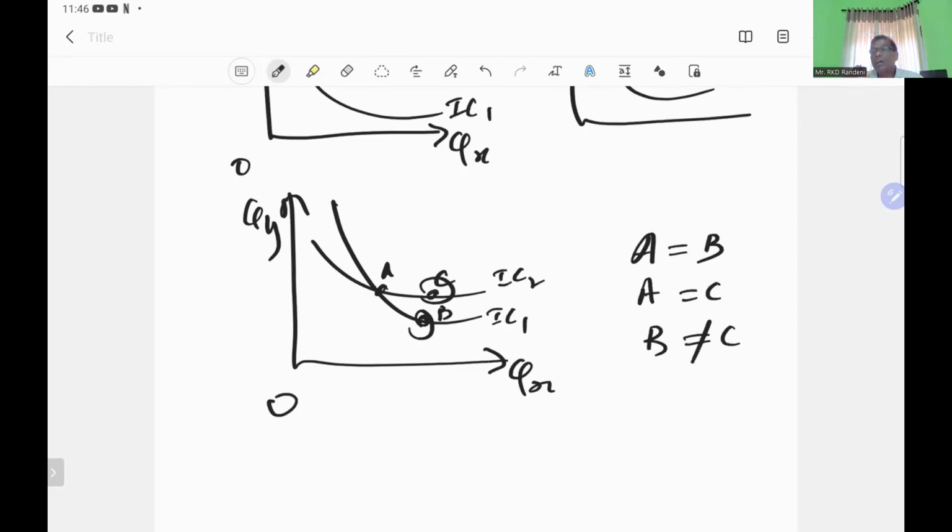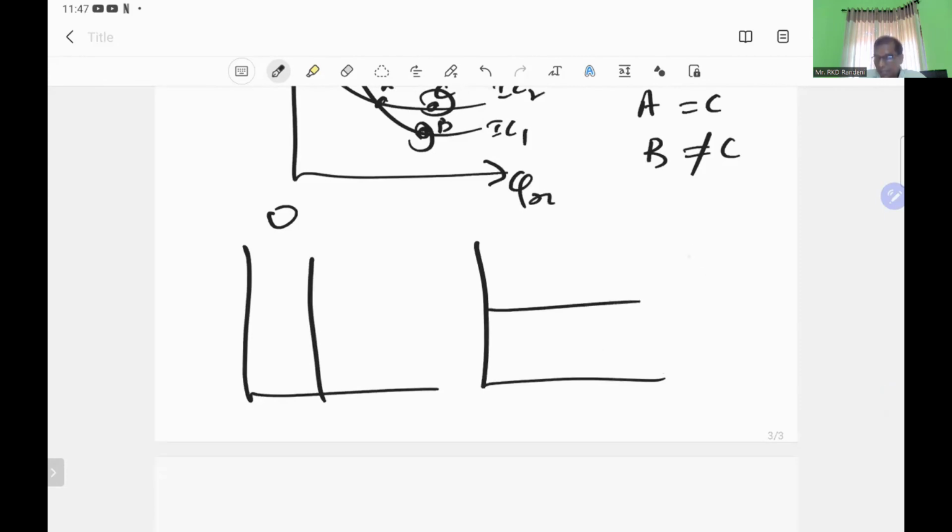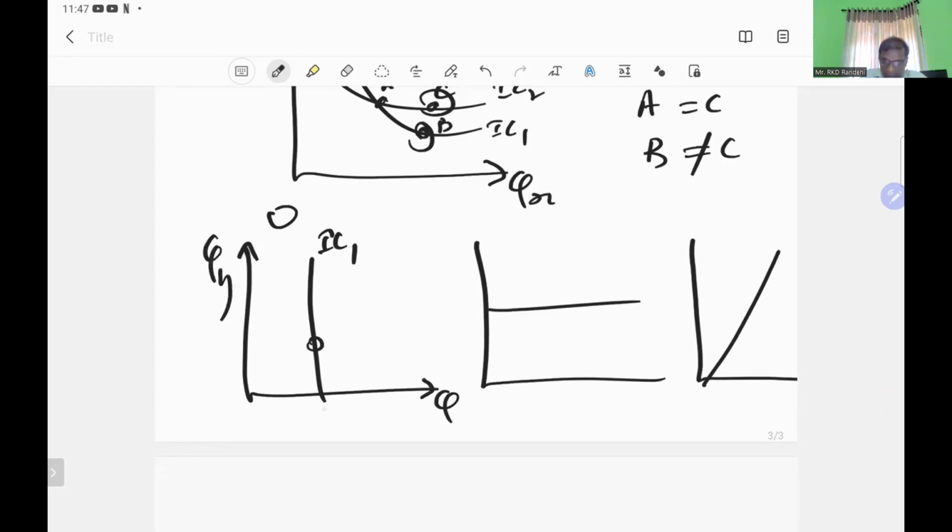So indifference curves never touch or intersect each other, right? Indifference curves are never vertical, never horizontal, and never positively sloped. Now assume that the indifference curve is vertical, with quantity Y and quantity X. We will put 4 here, and here we will put 8 and 4. Then there are two points, A and B.